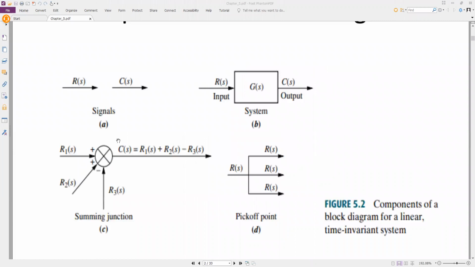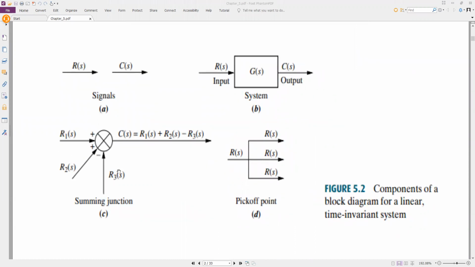So these are the components of a block diagram. The first one is the signal. Some arrows are there. Say R(s) is the input, C(s) is the output, and these are the signals. And here is the system, with R(s) input and C(s) output. And these three, R1, R2, R3: C(s) is equal to the summation of these three, R1 plus R2 minus R3, because R3 has the minus symbol. And the pickup point, R(s). So these are the components of a block diagram for a linear time invariant system.